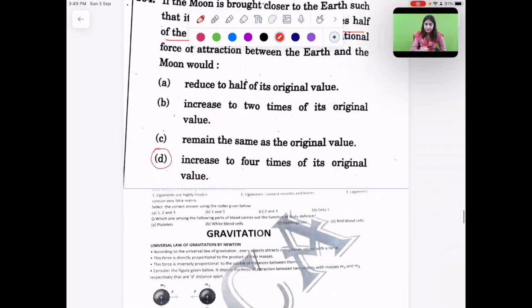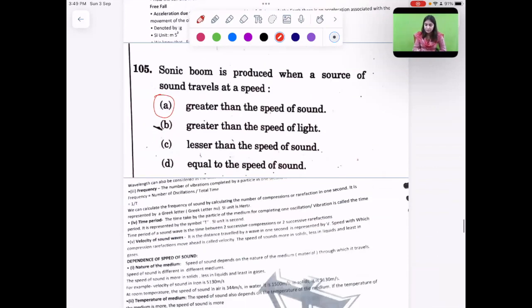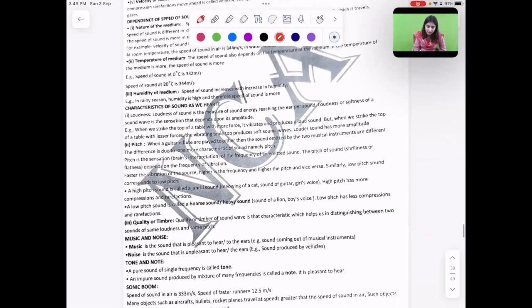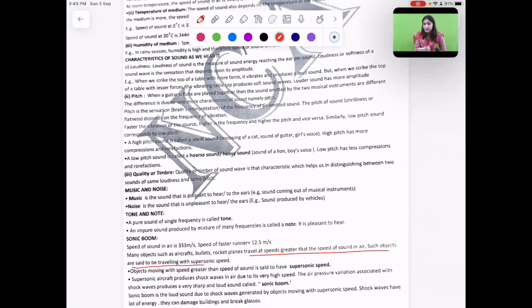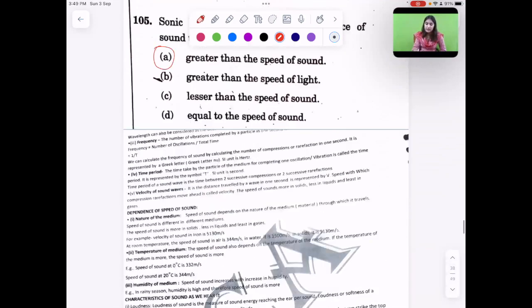Next question, sonic boom. What is sonic boom? Very straightforward question. Sonic boom is when objects travel with speed more than the speed of sound in air. So option A is the correct answer.